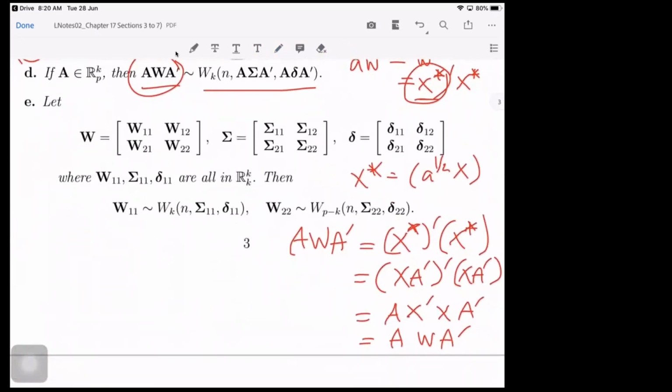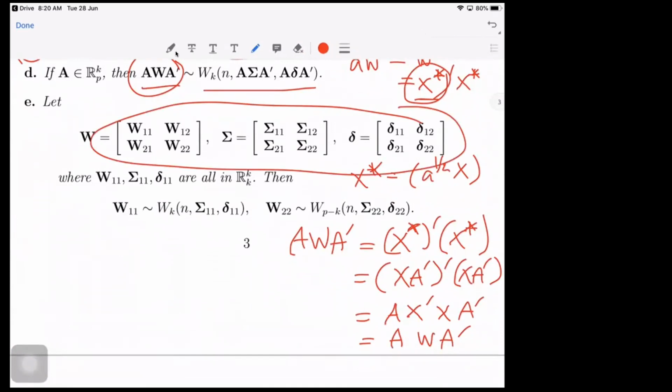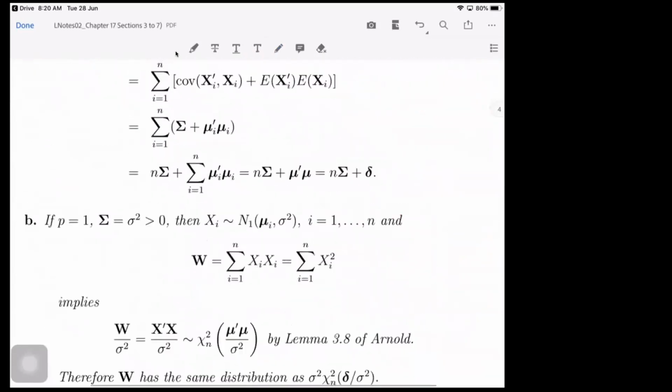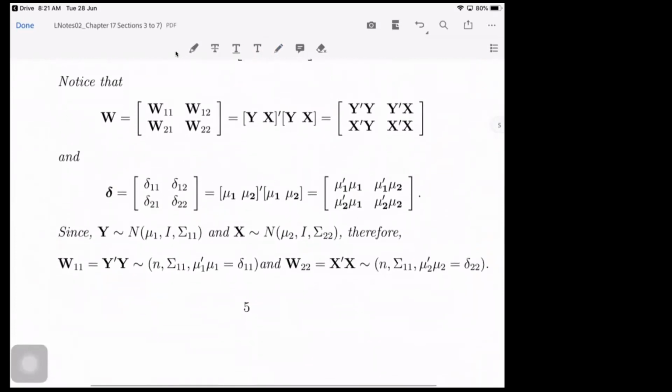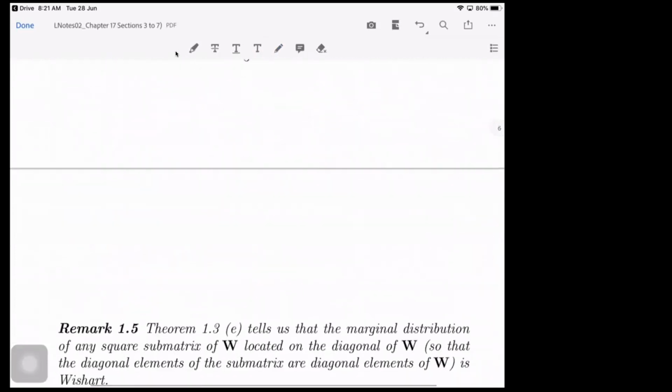And the next result is, when we have a partition of your random matrix here, you are going to get the marginal distribution of the diagonal entries, no? Okay? And then we tried to prove that. That is letter E. And we obtained the marginal distribution.